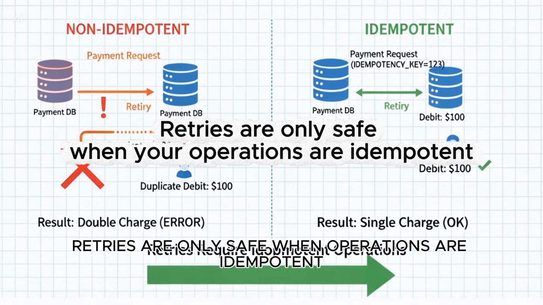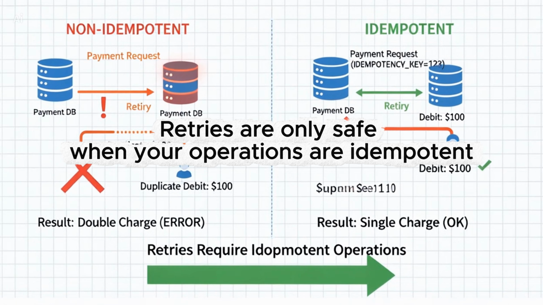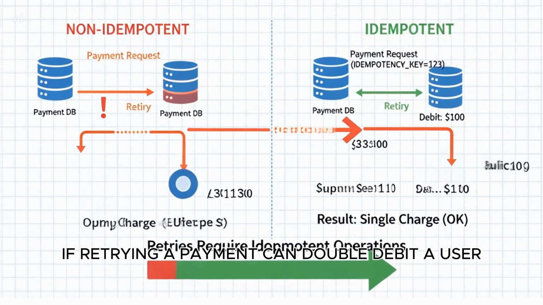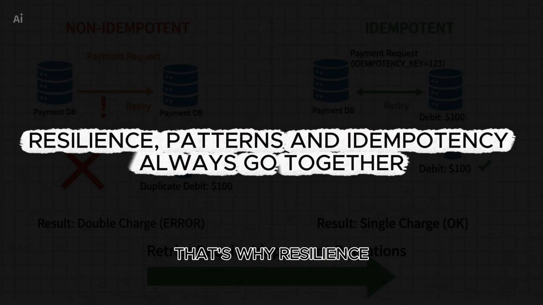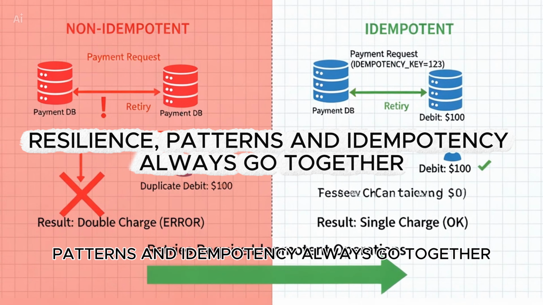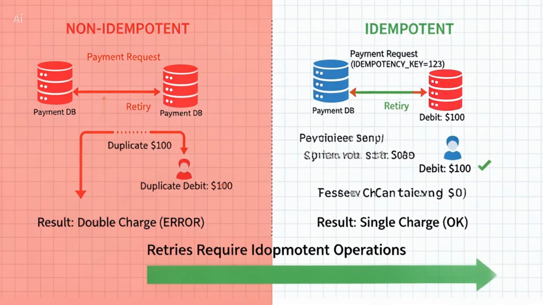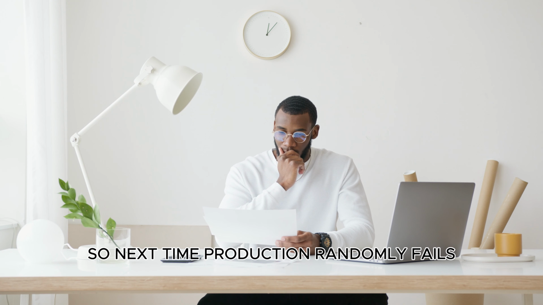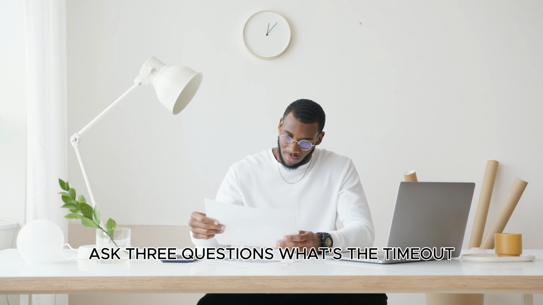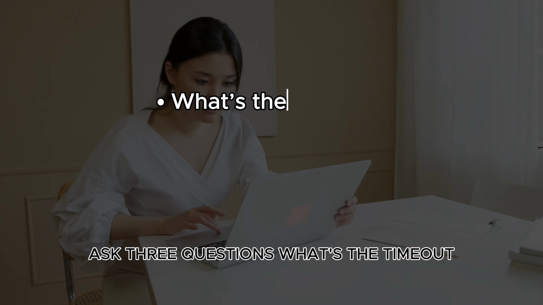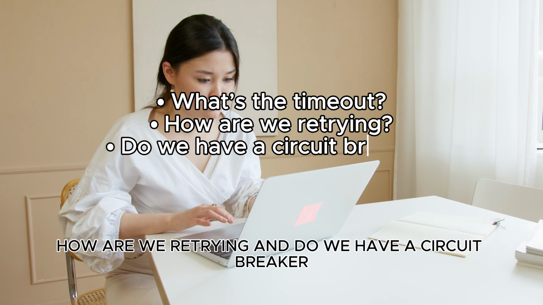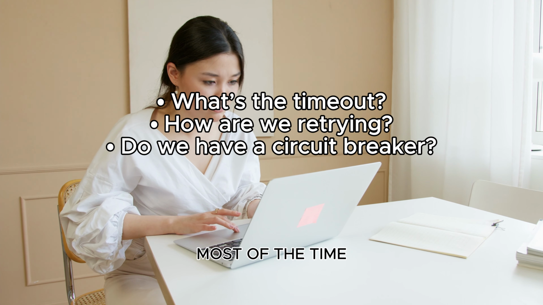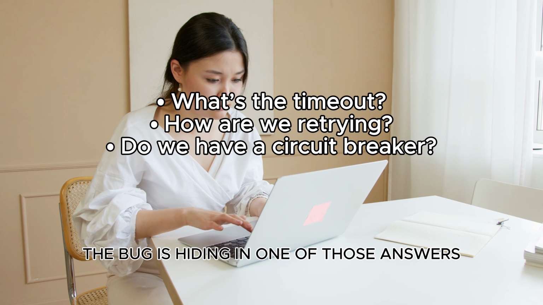Retries are only safe when operations are idempotent. If retrying a payment can double debit a user, production will expose that instantly. That's why resilience patterns and idempotency always go together. So next time production randomly fails, ask 3 questions. What's the timeout? How are we retrying? And do we have a circuit breaker? Most of the time, the bug is hiding in one of those answers.